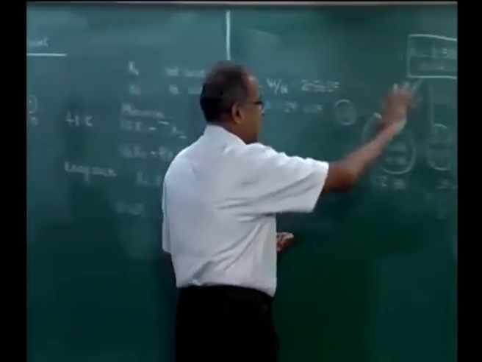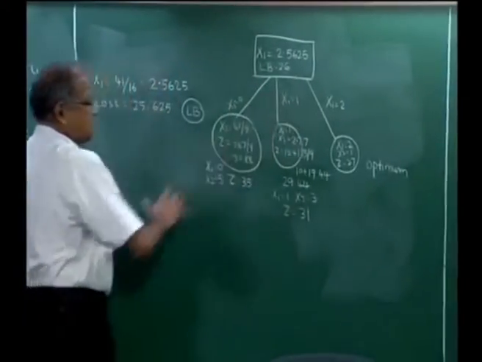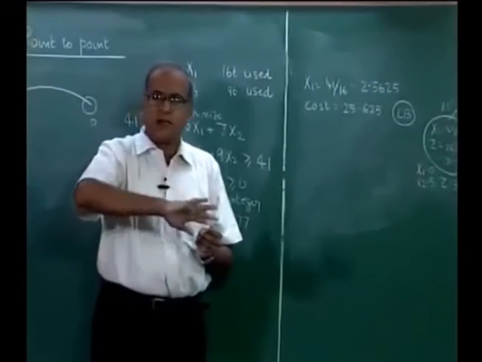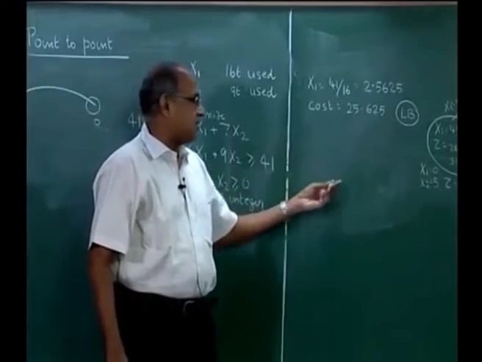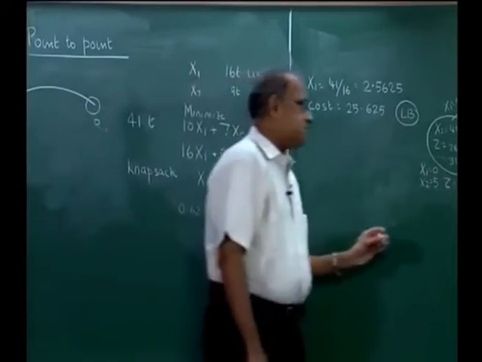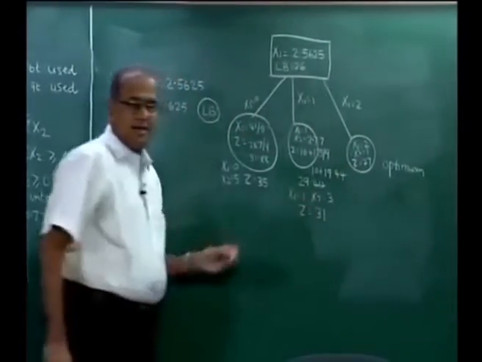Now this branch and bound method is another method which is similar to and slightly different from the enumeration method that we saw here, and it gives the optimum solution of 27.